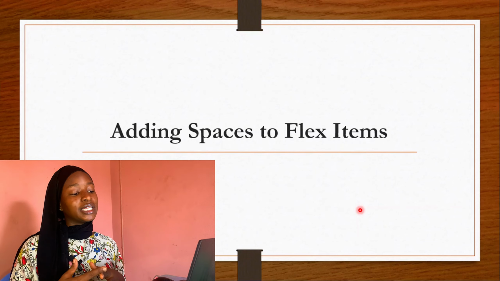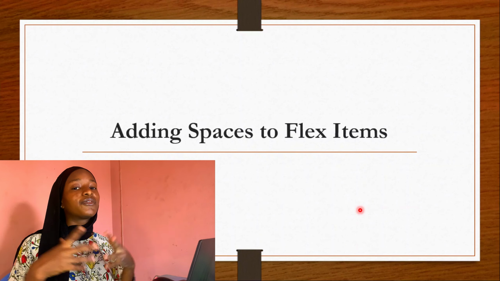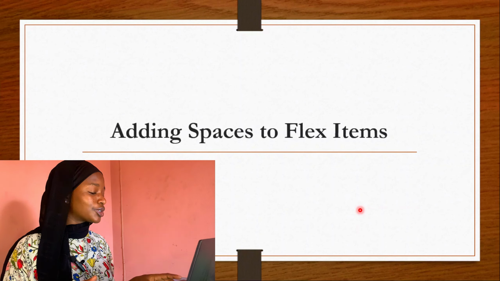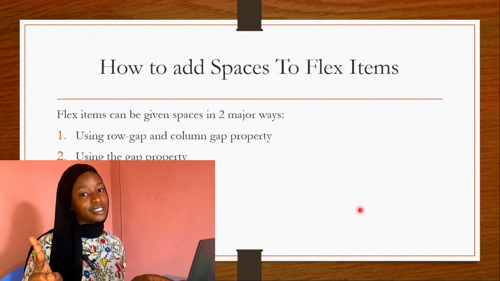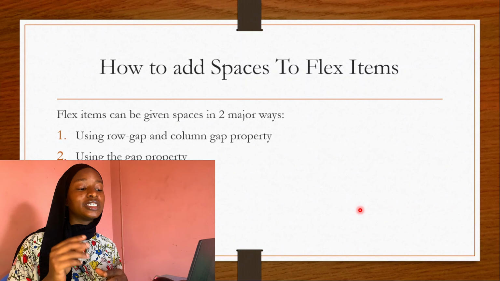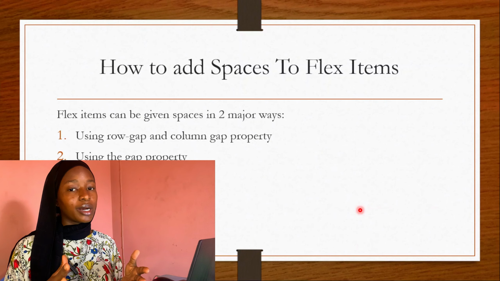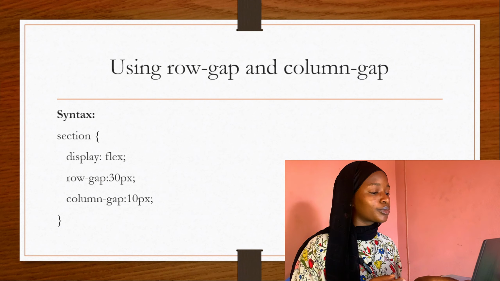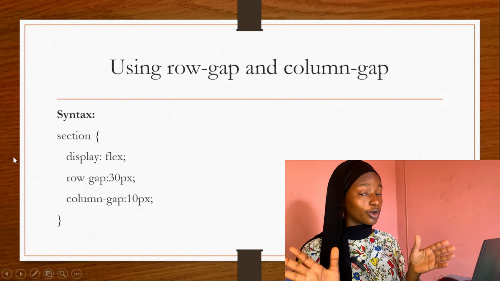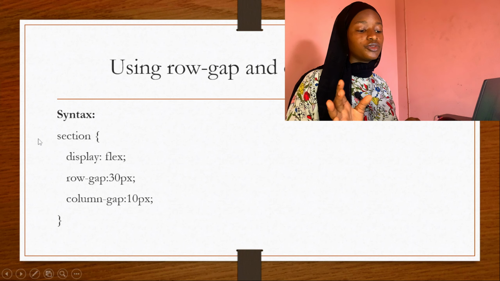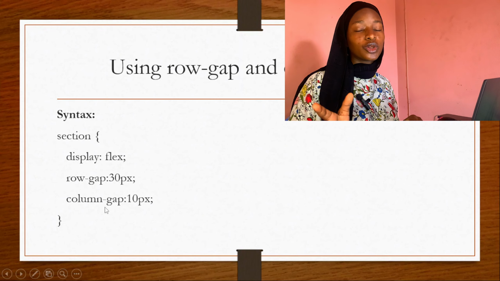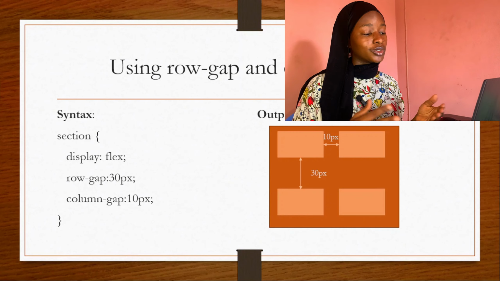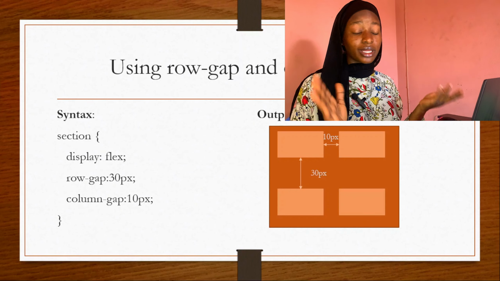Now one more thing is adding spaces to the flex items. The flex container is allowed to add spaces to the flex items. So we have 2 ways of adding spaces to flex items. You can use these 2 properties, row gap and column gap, or you can just use a single property, which is the gap property. When it comes to using row gap and column gap, it is used somewhat like this. The row, we have 30 pixels and the column gap 10 pixels, just like this.